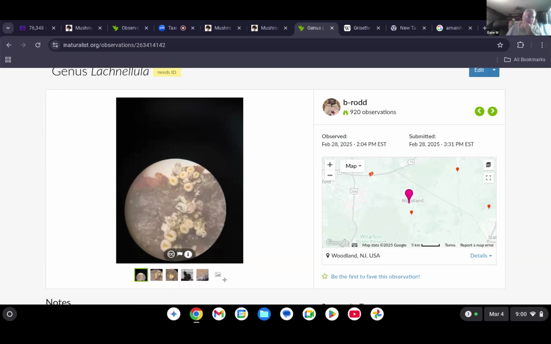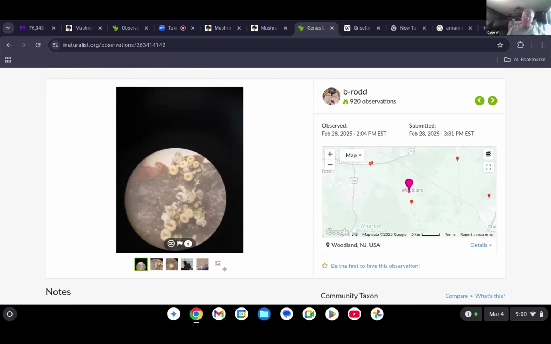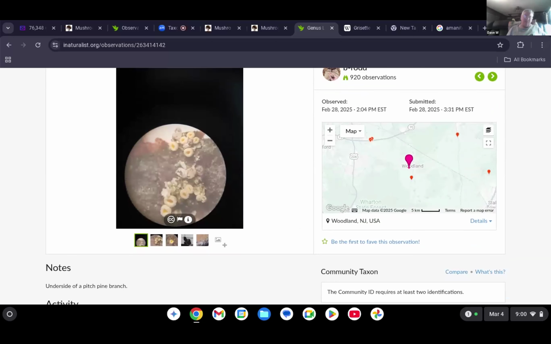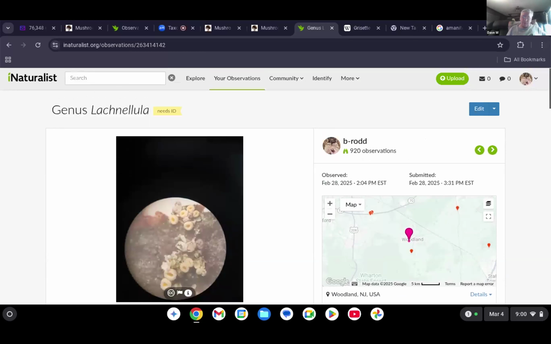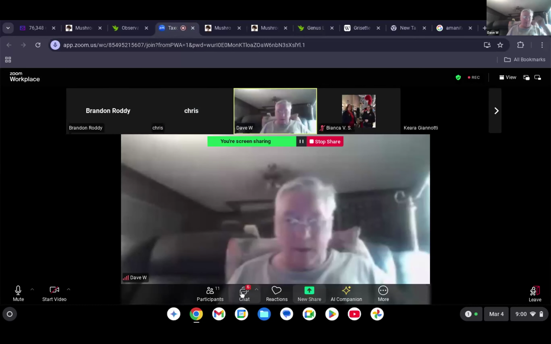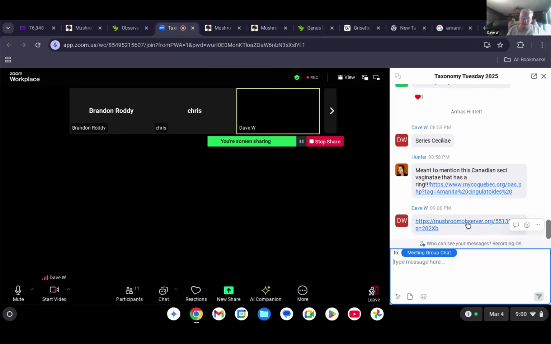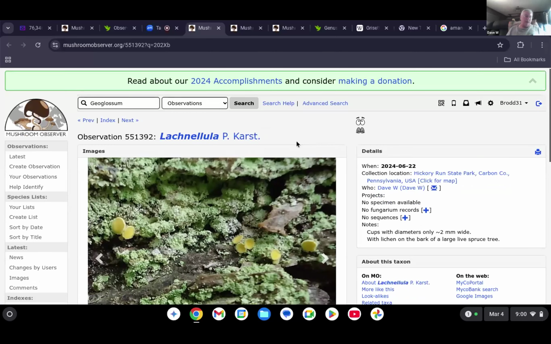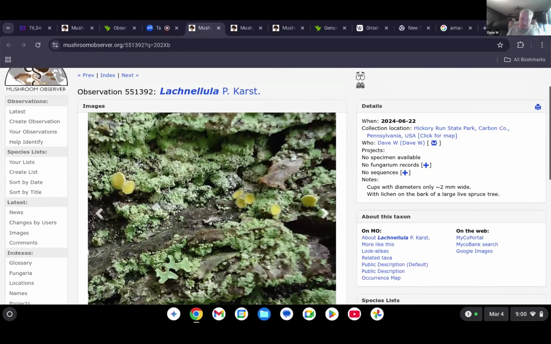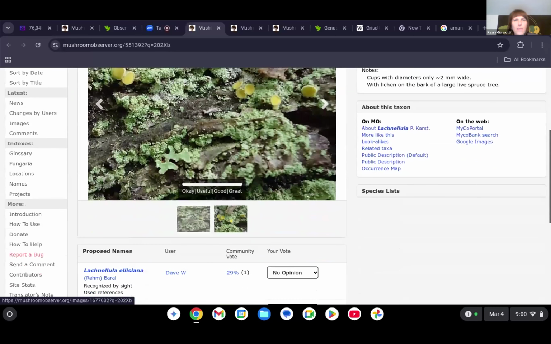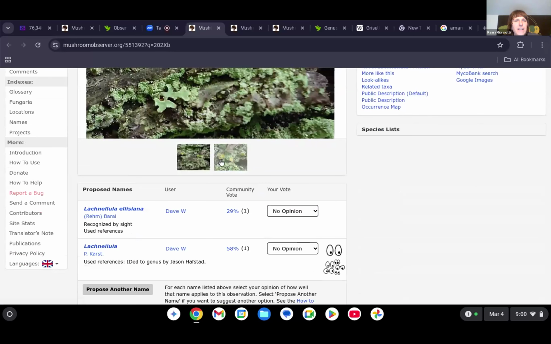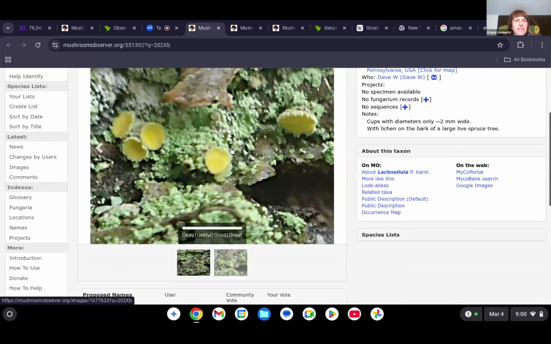So I found an observation on MO of mine, and it was proposed by Jason. I put the link into the chat, in Mushroom Observer. If you're not a registered user of Mushroom Observer, you won't be able to see it. But Jason, is this a lichen or a lichenized fungus or something like that? Oh, wow. I feel like I've seen that. It's like a disc fungus. Is it a cup? Interesting.